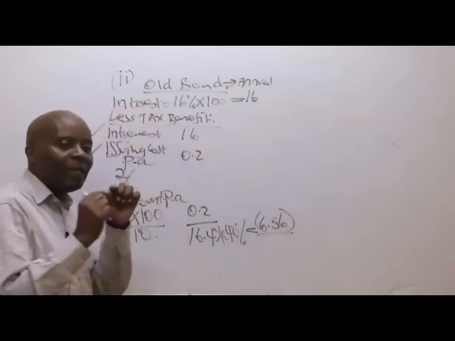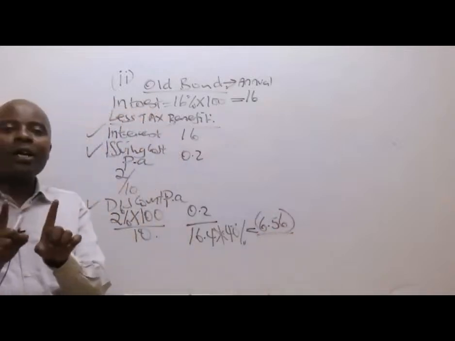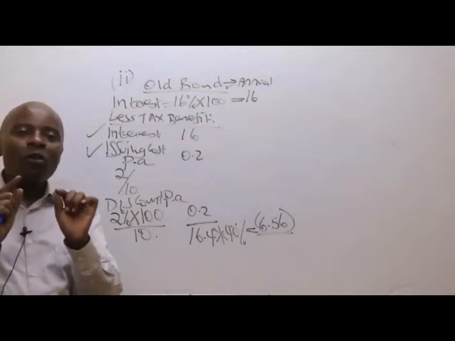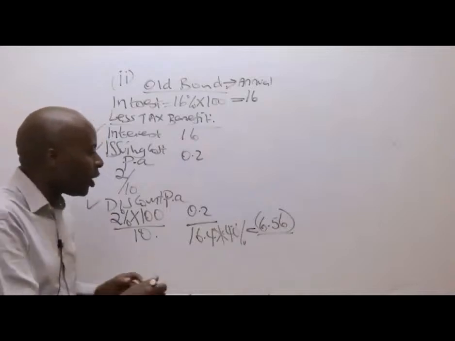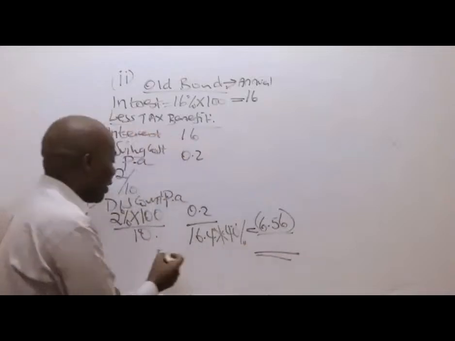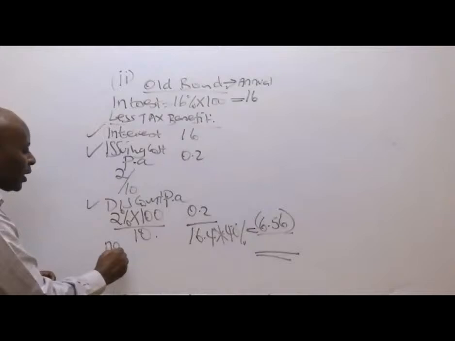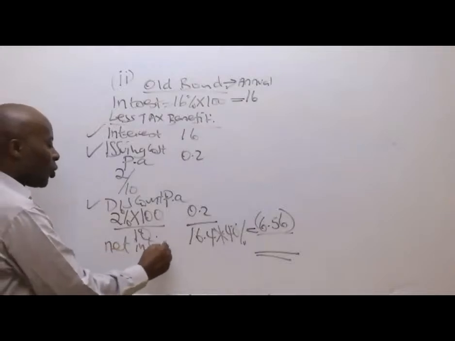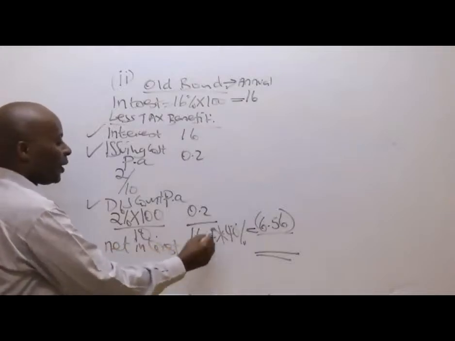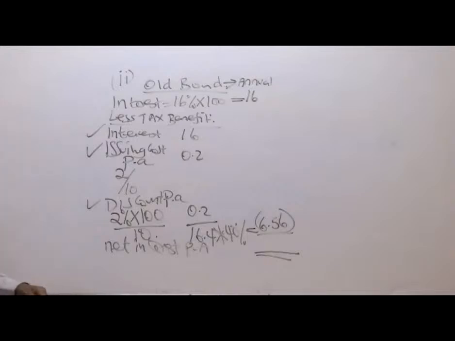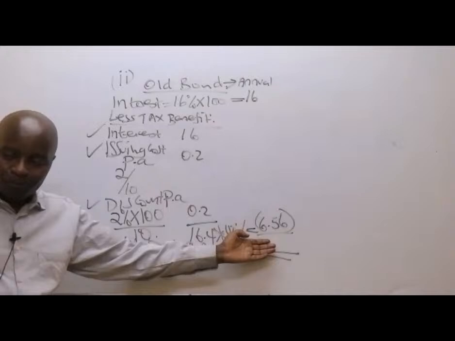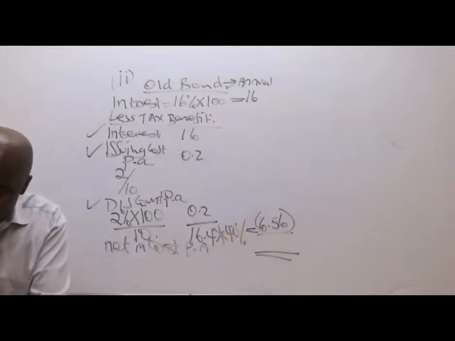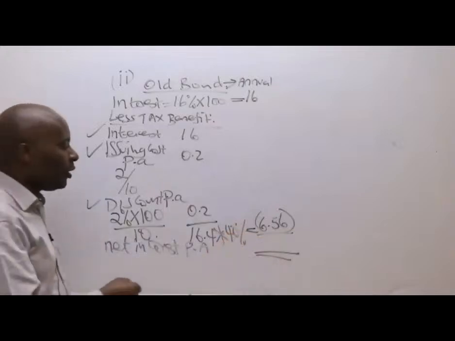So what I'll be paying every year for this particular bond, the amount payable, you can call the net interest per annum. It will be 16 minus this 6.56, which gives us 9.44.